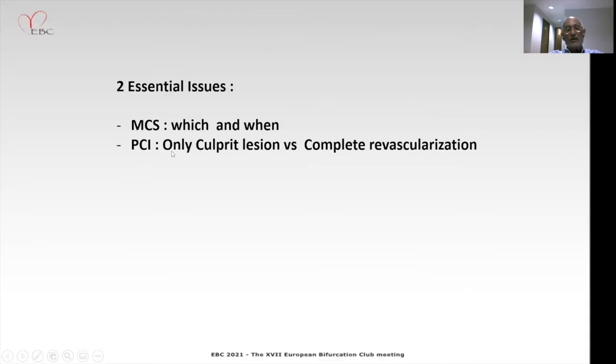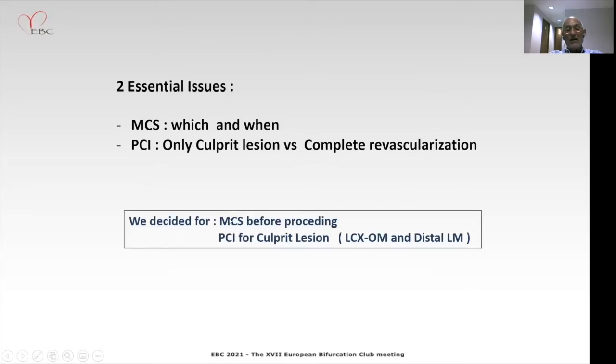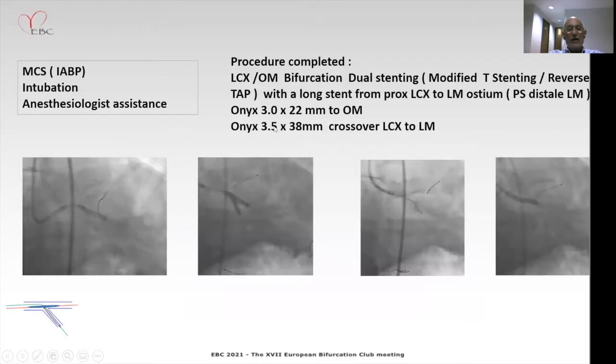Then we had 2 essential issues around mechanical support, which and when, and angioplasty, only culprit lesion versus complete revascularization. We decided for mechanical support before proceeding, and angioplasty only to the culprit lesion, that means left circumflex, marginal, and distal left main. So intra-aortic balloon was implanted, and the patient was intubated with the anesthesiologist's assistance. Then we proceeded to complete the procedure.